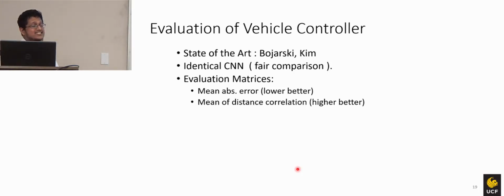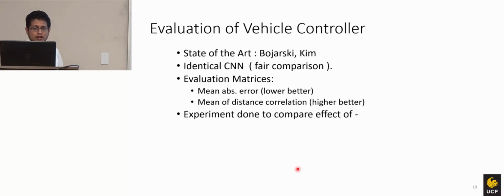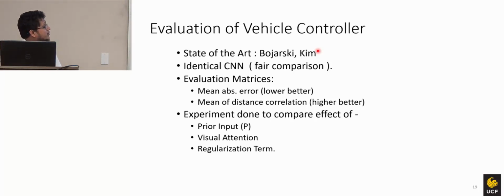Another evaluation was the mean of distance correlation. The author did not give any explanation for this distance correlation, but I think it's the vector distance between the acceleration and change of course vectors. The experiment was done to compare the effect of prior input, as we saw in the input preprocessing, where we used some measurements. In the state-of-the-art studies, they did not use the prior input. Another factor was visual attention, as obviously we used visual attention in this paper. And there is the attention entropy regularization that is used for the controller.